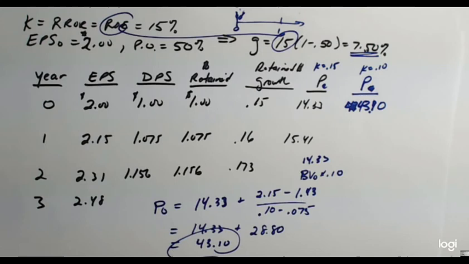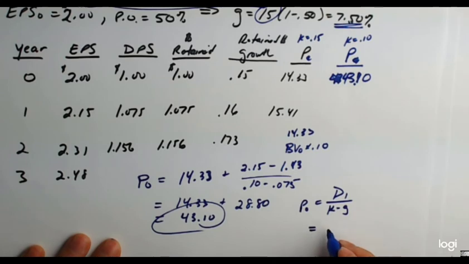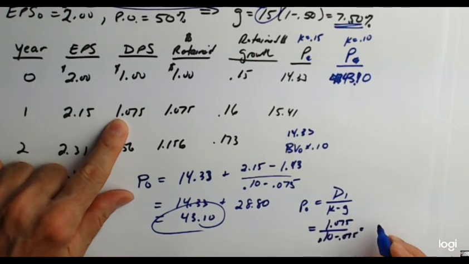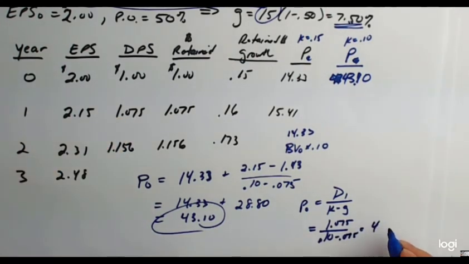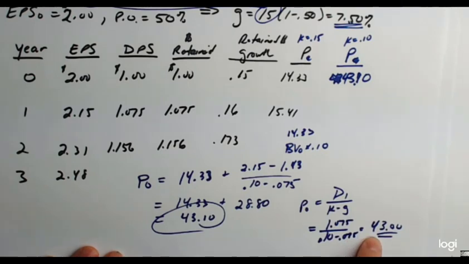It's interesting to note that if we use the dividend discount model with constant growth forever, let's see if we get the same result. This is 1.075 divided by 10% minus 0.075. This is $43 exactly, because I have some rounding. I rounded here, so there's a little bit of rounding. So it's basically this number right here.